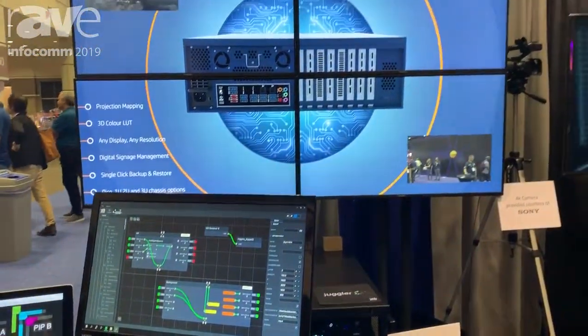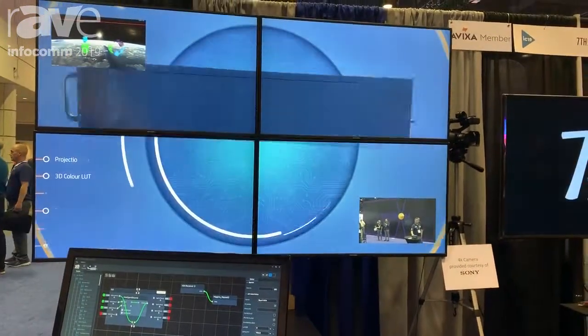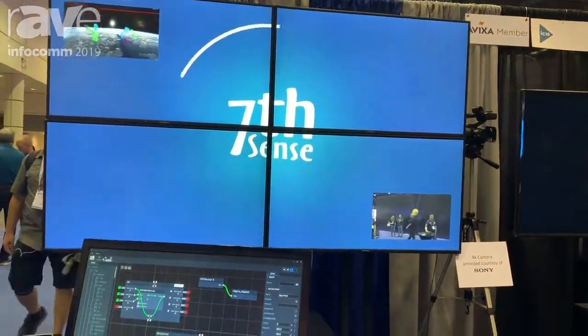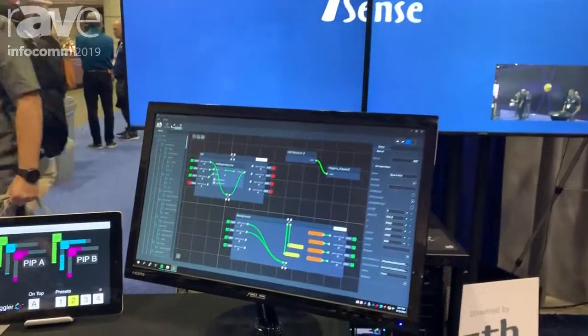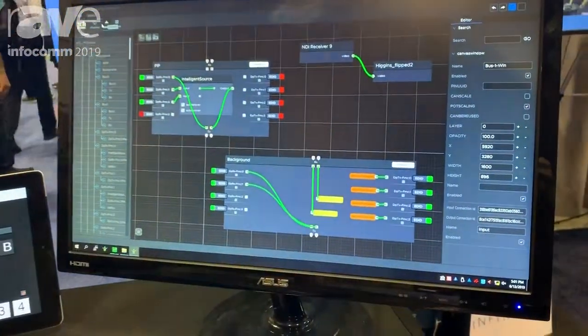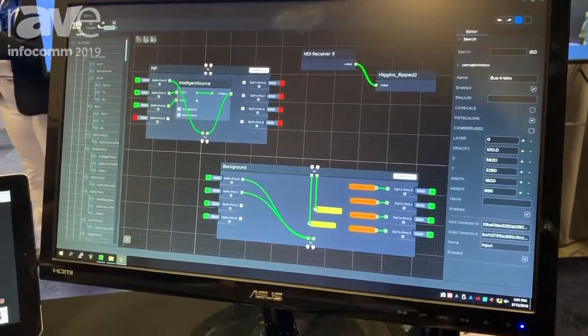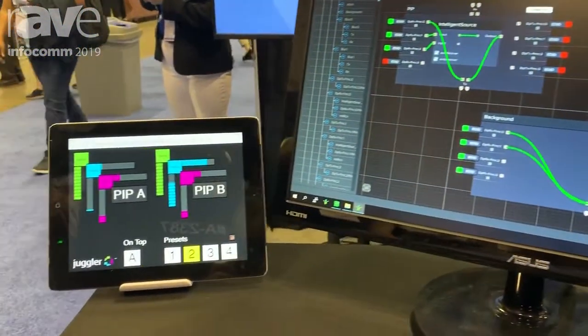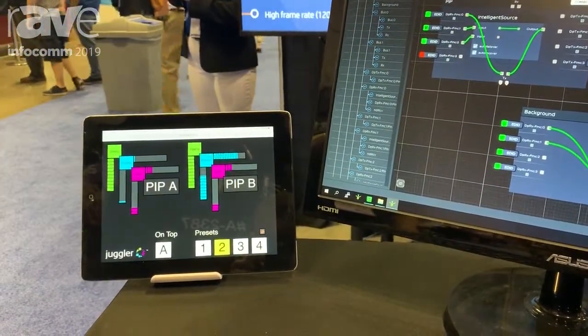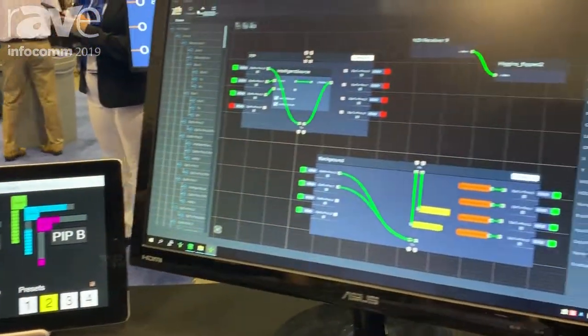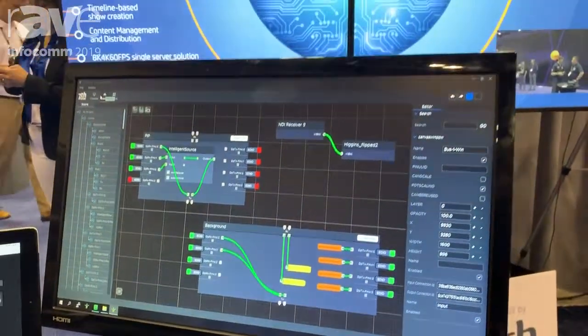Currently what we have here is 4 DisplayPort inputs into one Juggler unit that is feeding out 4 DisplayPorts to these LED screens that you see here. And this is the front end for the Juggler. It's called Compere. Future-looking, Compere will also be the common front end used for our Delta Media server products.